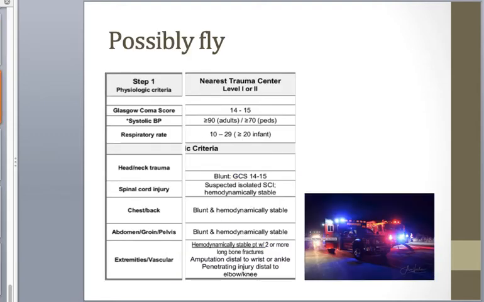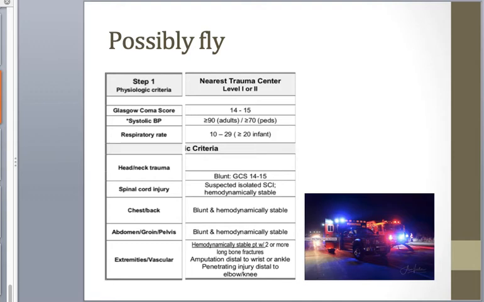Possibly fly. This is nearest trauma center, level 1 or level 2. So these are the things that we could take to McHenry or Huntley. The Glasgow Coma Scale is 14. Their blood pressure is equal to or above 90 in adults, 70 in peds. Their respiratory rate is within normal limits, 10 to 20. I know it says 29, but the respiratory rate is within 10 to 29, or over 20 for an infant.